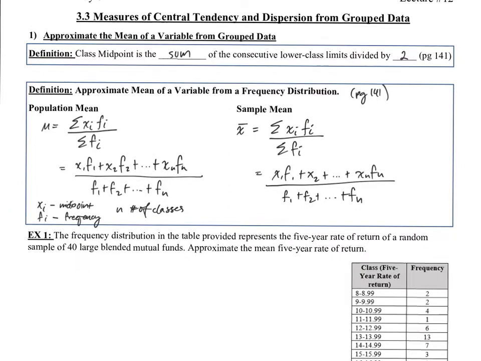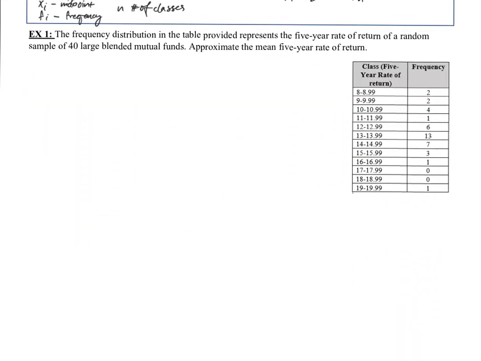Let's take a look at an example problem. The frequency distribution in the table provided represents the 5-year rate of return of a random sample of 40 large blended mutual funds. Approximate the mean 5-year rate of return. To do this, we first determine the class midpoint of each class by adding consecutive lower class limits and dividing the result by 2.